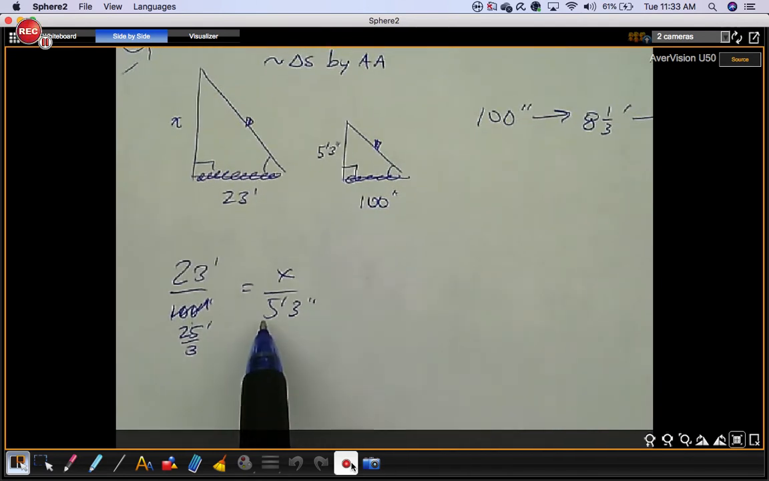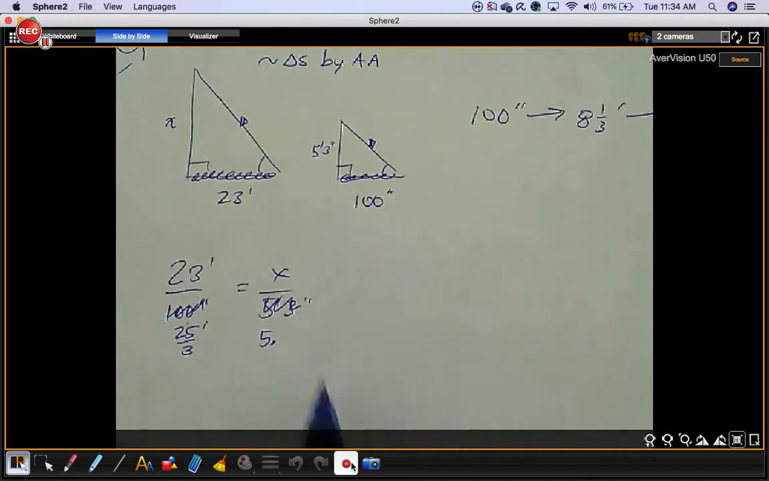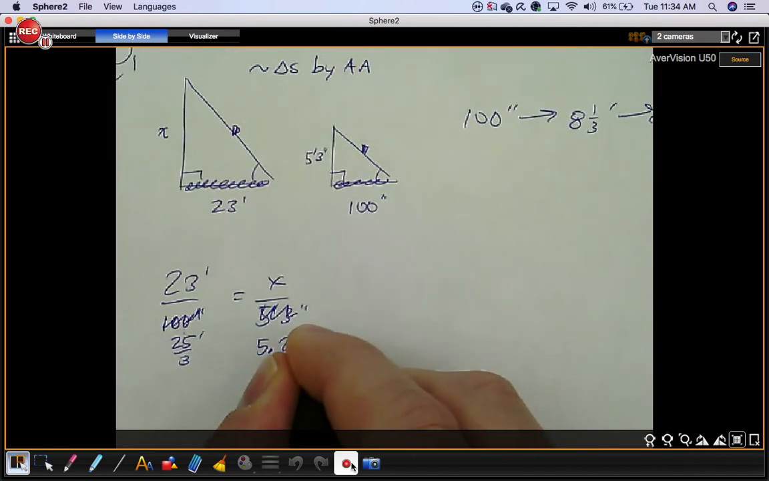Now over here we have 5 foot 3 inches. So we know this is going to be 5 point something. How many times does 3 inches go into a foot? 12 inches in a foot, 3 goes into 12 4 times. So it's not 5.4, it's 5 1/4 feet, or 5.25 feet.